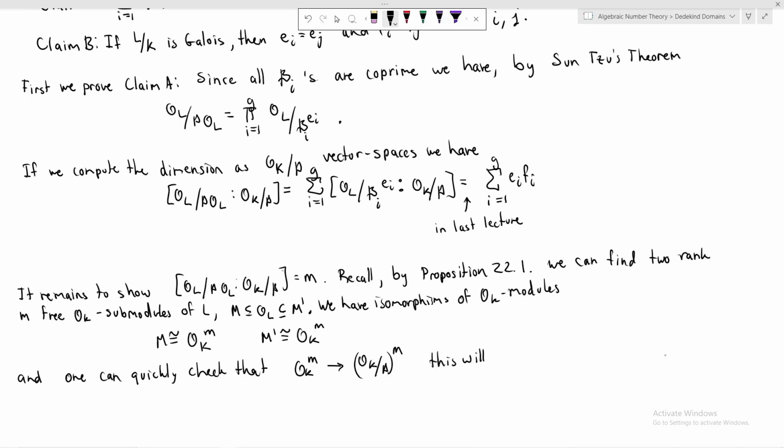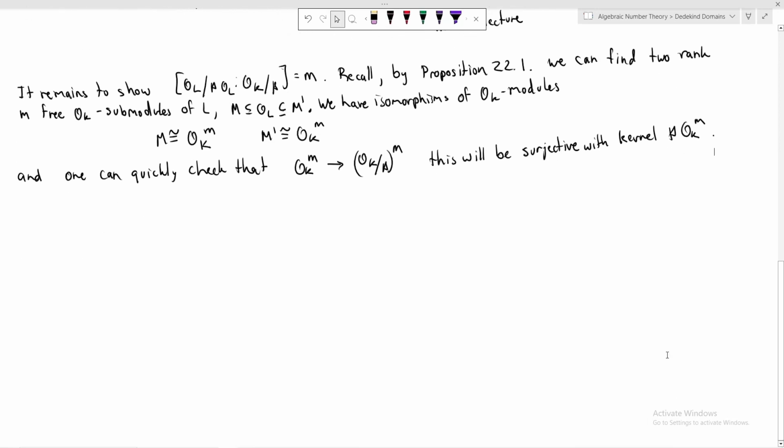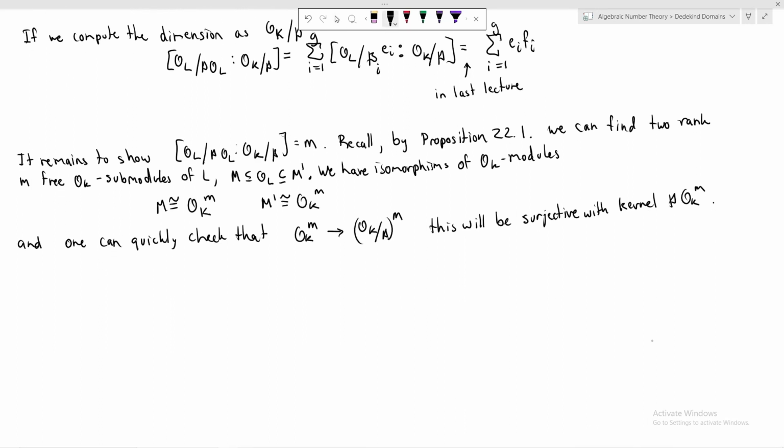This will be surjective with kernel P O sub K to the M. I would say this statement is almost trivial. So you can see that O sub K mod P O sub K to the m is isomorphic to this space using the first isomorphism theorem.